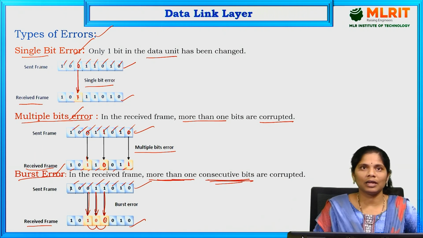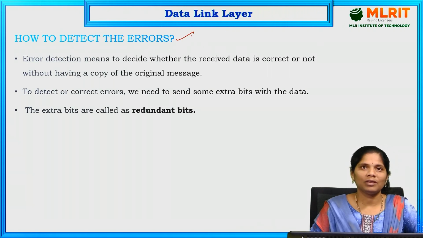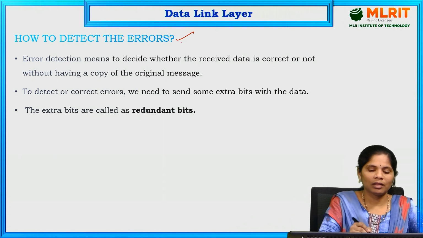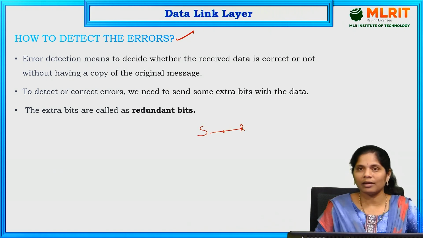These are the three types of error in error control. And next we will discuss how to detect these types of errors. So we discussed single bit error, multiple bits error and burst error. These are the different types of errors, right? How do we have to detect the error? Where exactly has the error happened?